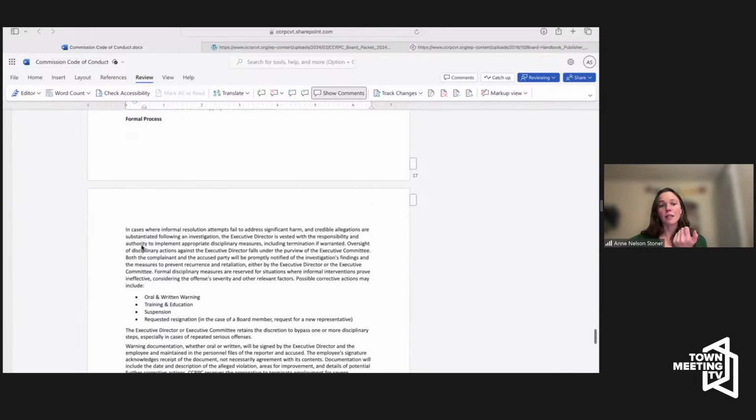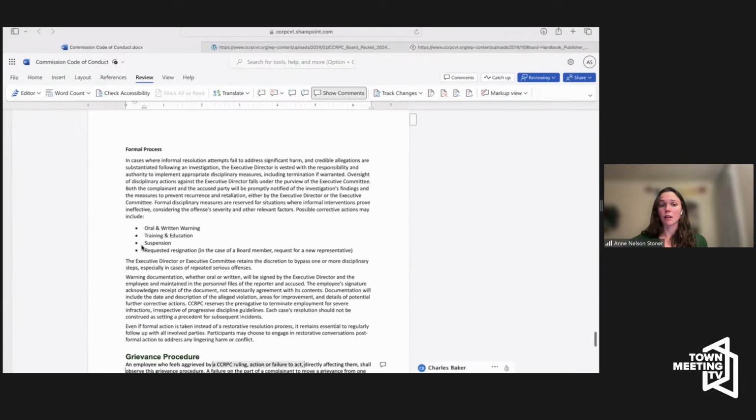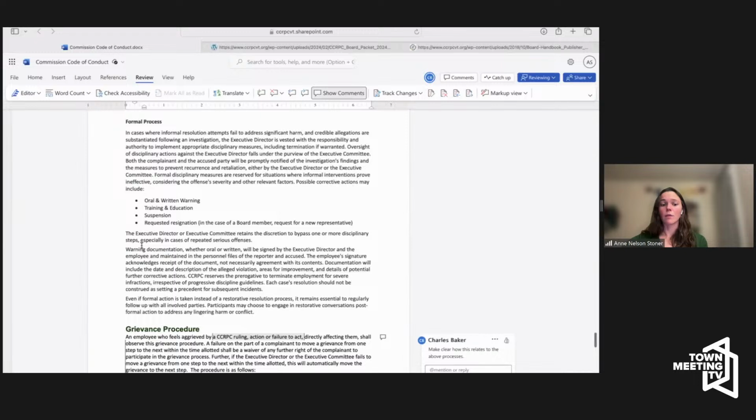And the formal process is really, as it has been in the personnel policy, the responsible overseer determines what disciplinary measures are appropriate for that situation. So in the case of a board or a committee member, it might be an oral or written warning. Those get documented and signed. It might be training or education. It could be suspension or requested resignation from the board or the committee.